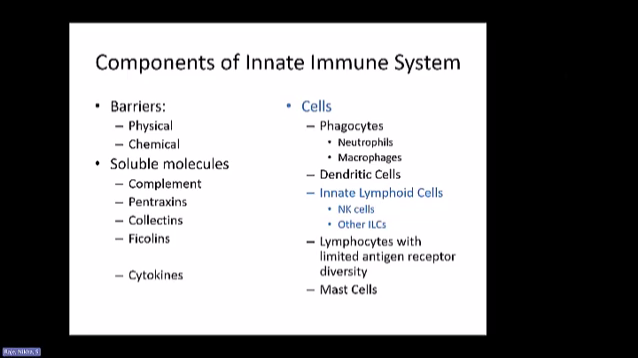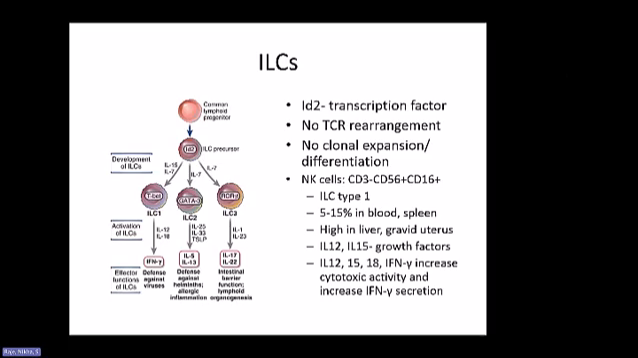Innate lymphoid cells, these innate lymphoid cells are part of the innate immune system, which means they do not have gene recombination as you would see in the rest of the lymphocytes like B and T cells. So the ILCs also come from the lymphoid progenitor under the transcription factor activation called ID2. There's no rearrangement of the genes. There's no clonal expansion or differentiation, but there are various types of ILCs called ILC1, 2, and 3.